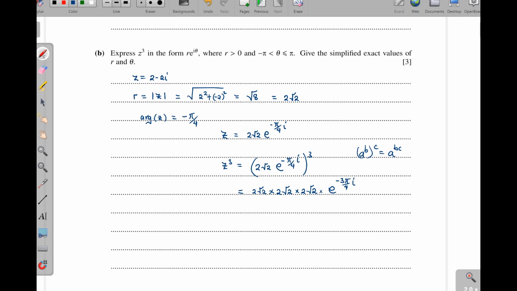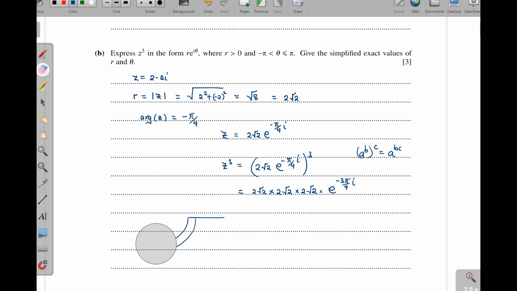This one is 45 times 3, that is 135. So if it's a negative, that means we are here. This is 90. So actually you're having a 45 here, then another 45 here. So that means z cubed will be lying in the third quadrant here. So its argument is this negative 3 pi over 4. That's what it means.